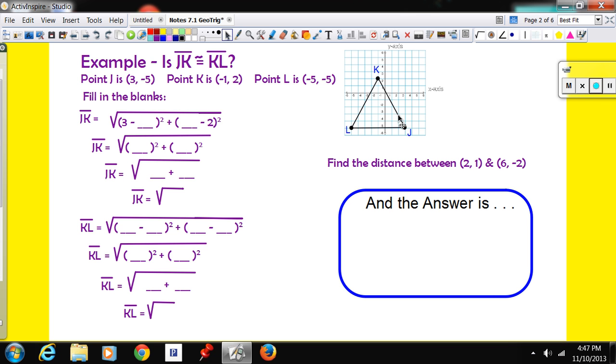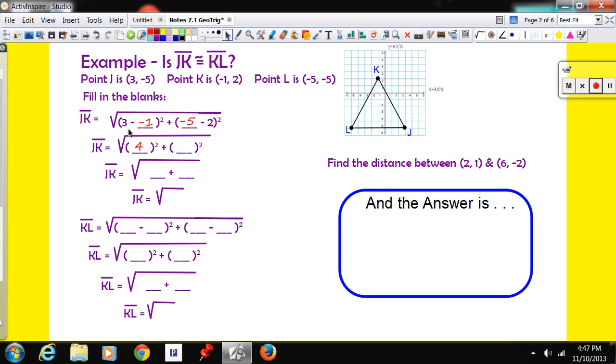So for JK, we got our 3 minus the -1. That's the x minus the x, squared. For the y's, it's going to be -5 minus 2. So this is -5 minus 2.